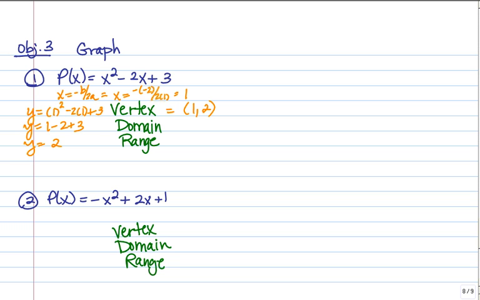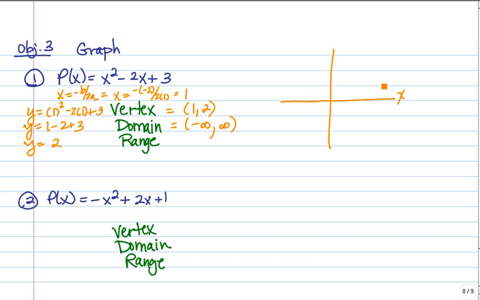Right, the domain of a parabola is all real numbers. There's nothing that we can't plug in for x. The graph of a parabola extends indefinitely from left to right. Now what about the range? The range is dependent upon that vertex point, so we can't just say it's all real numbers.